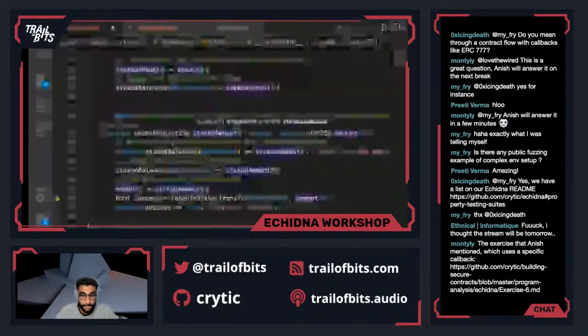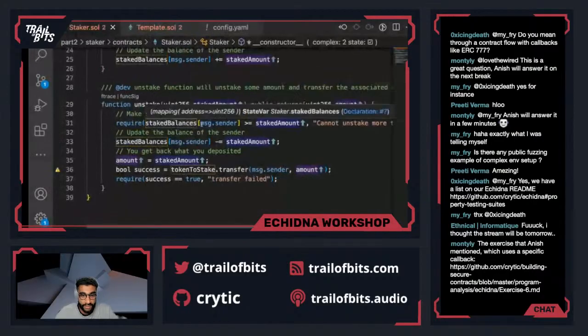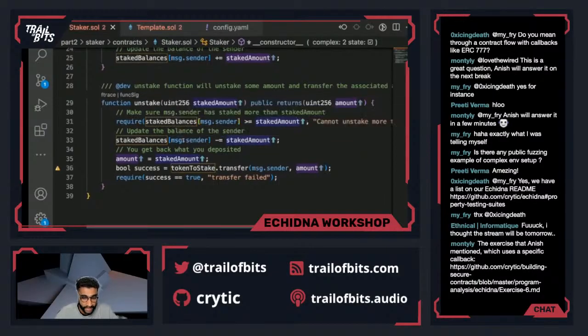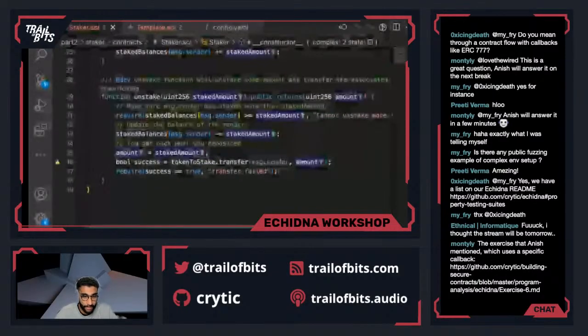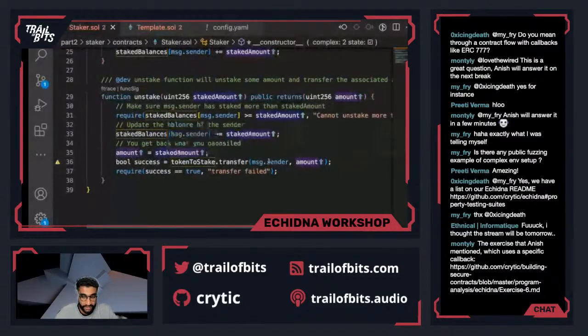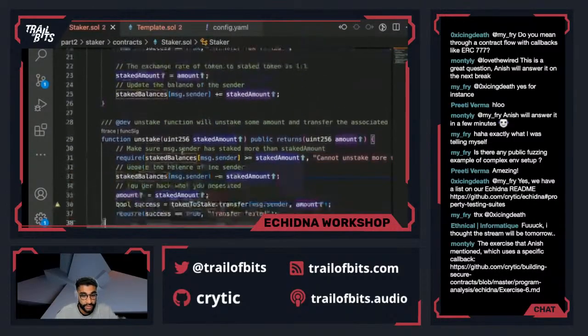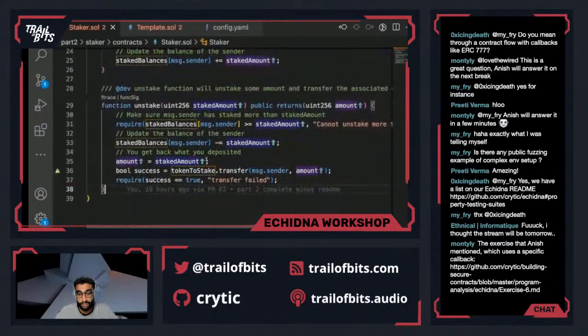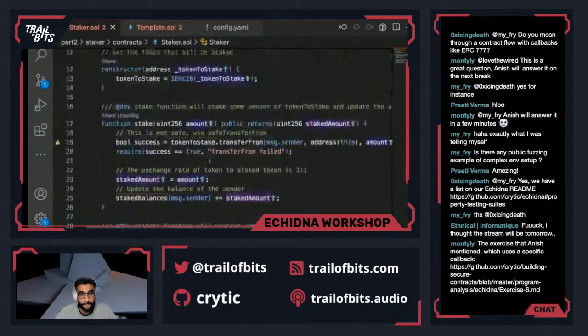Unstake does the opposite. We'll check that the msg.sender has a balance greater than or equal to how much you're trying to unstake, so that we prevent an underflow here. Now we'll update the balance, assuming that you have enough stake balance. You'll decrement your balance, and the amount you get transferred is exactly how much you unstake, which is why the amount is set as staked amount. And then we'll transfer to msg.sender that amount. And that's it. Straightforward. We have two functions, and we're going to write two function level property tests for these two functions.